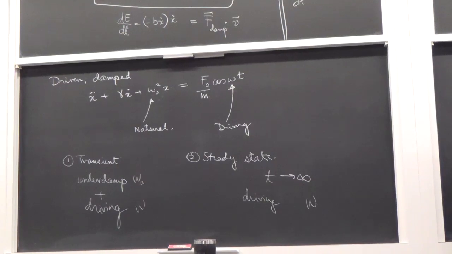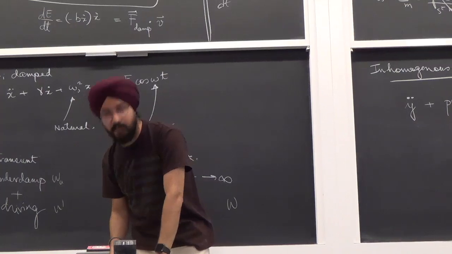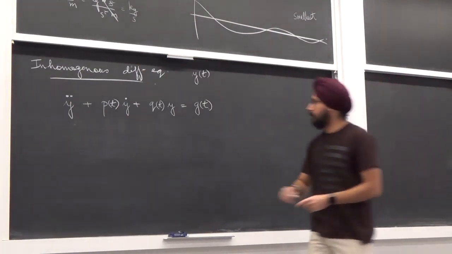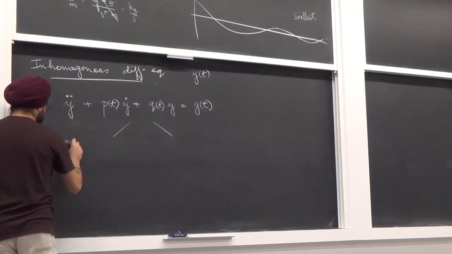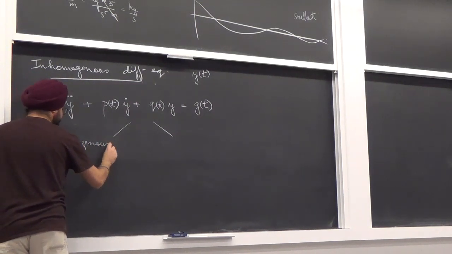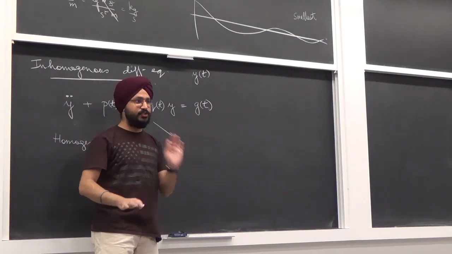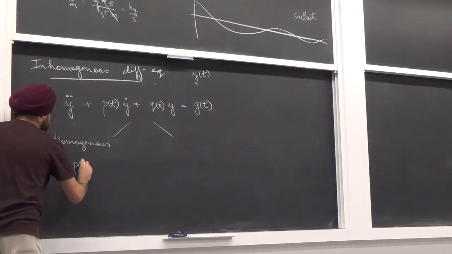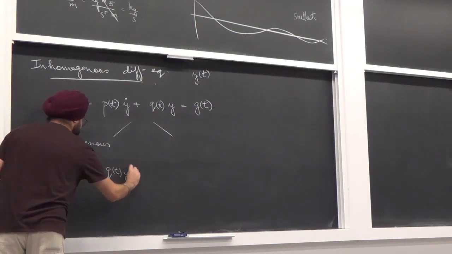We want to solve it. I can start. This is hard. This is not easy. How do you even go about this? Now here's the beauty of math. I can split this up into two parts. One part is the homogeneous part, where I just put the G of t to 0. Same equation, put G of t to 0. So I have y double dot plus p of t y dot plus q of t y equals 0.